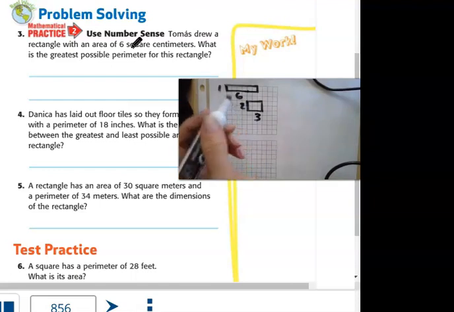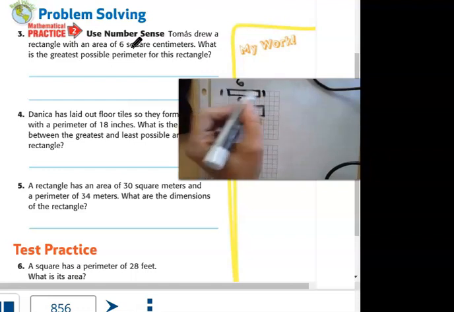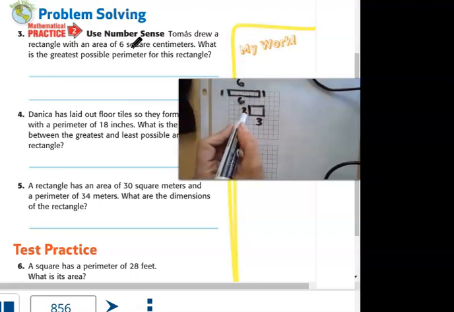And to find the perimeter, I'm just going to put the measurements of the opposite sides. If that side is 1, that side is 1. If this side is 6, that side is 6. If this side is 2, then that side is 2. If this side is 3, then that side is 3. That's one of the features of a rectangle.